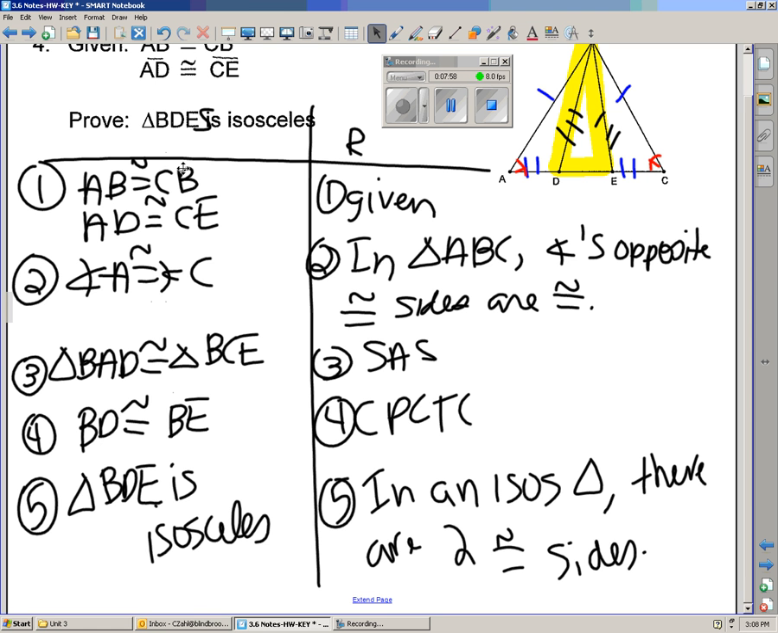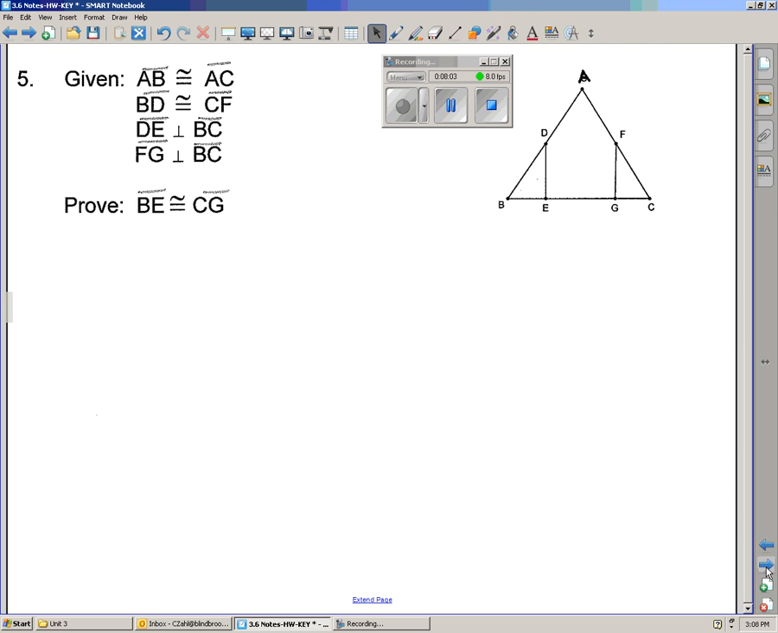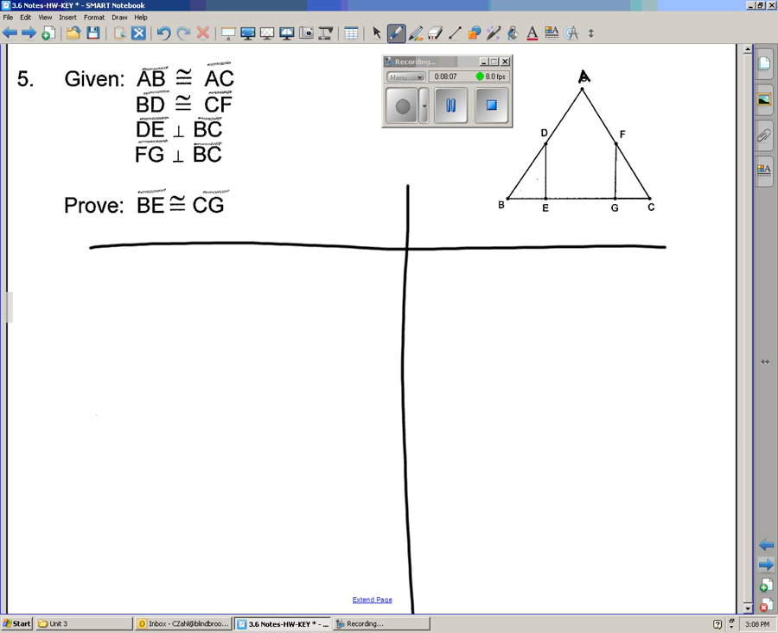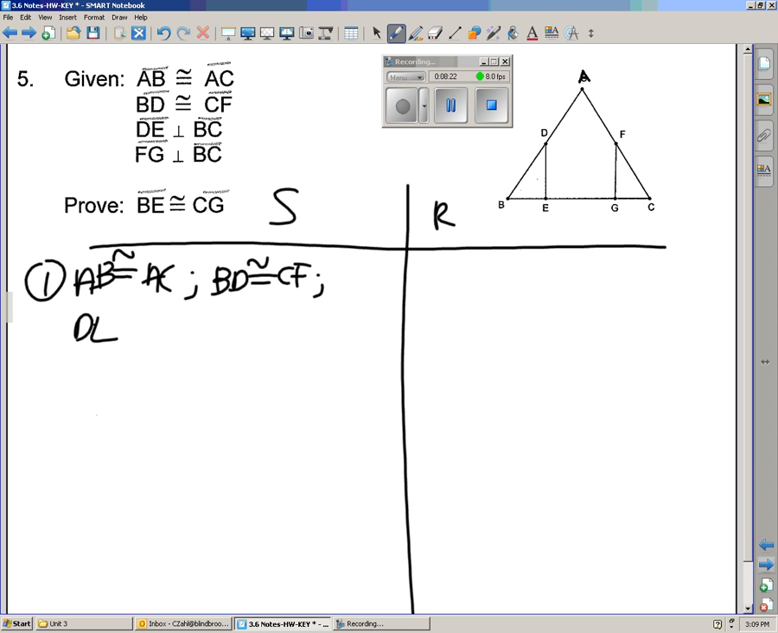Second proof is similar in terms of isosceles triangles. Let's see what we got here. Statements, reasons. We'll put everything all on one line again. So AB is congruent to AC. BD is congruent to CF. DE is perpendicular to BC. FG is perpendicular to BC.